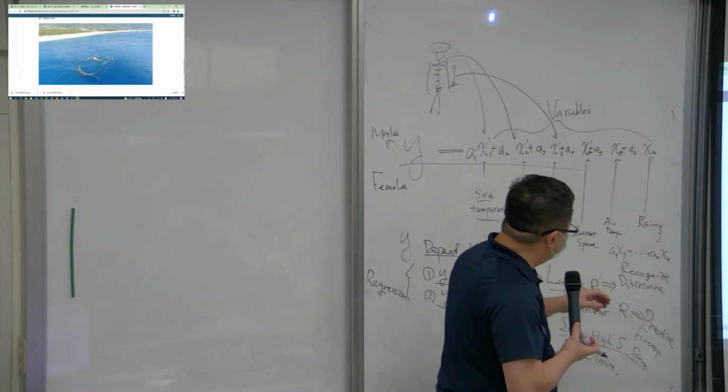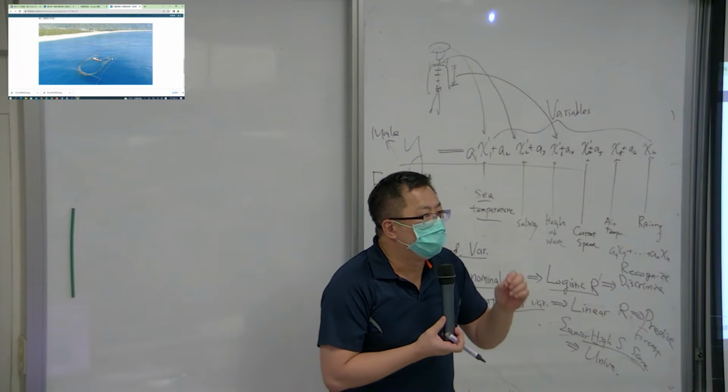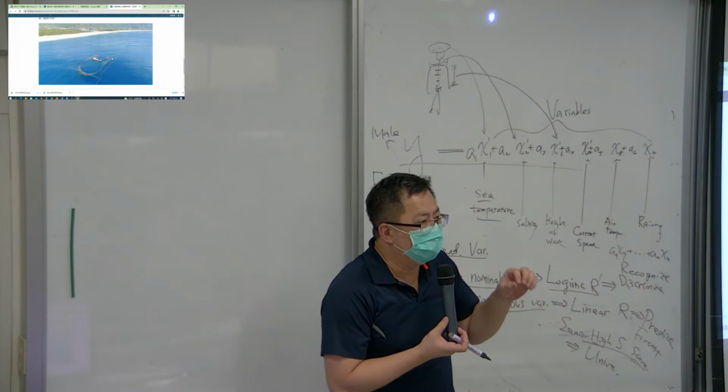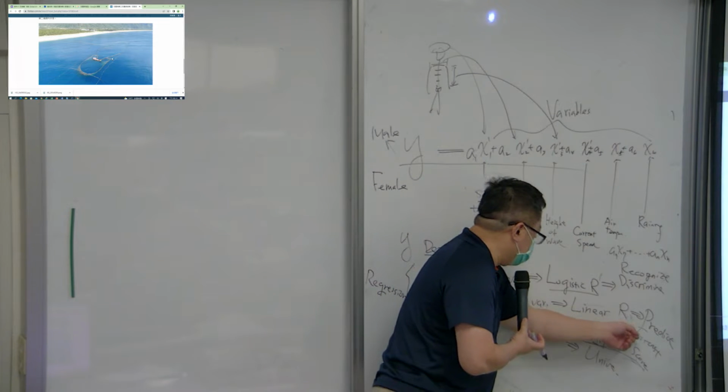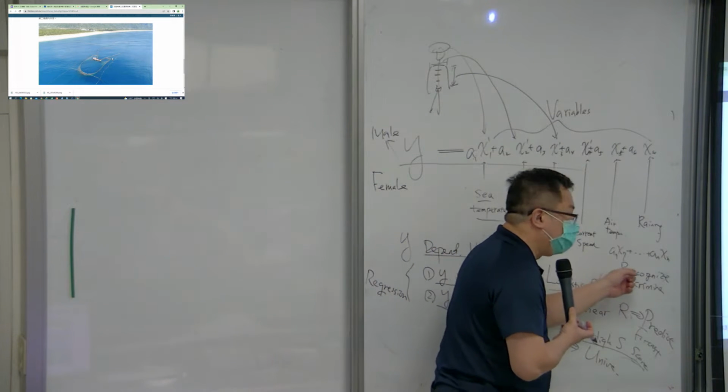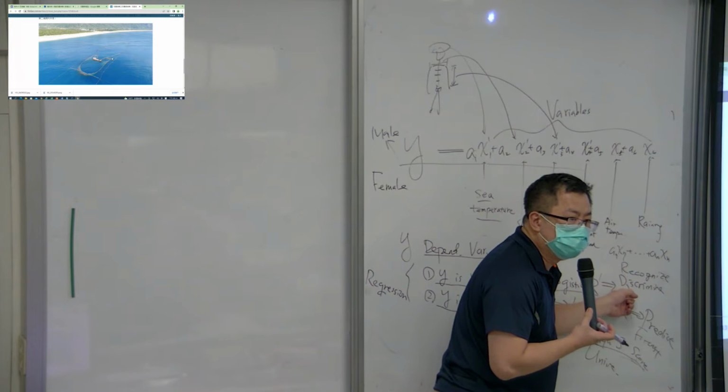So this is the difference between linear regression and nominal regression, logistic regression. This is for predicting. This is for recognizing discrete outcomes.